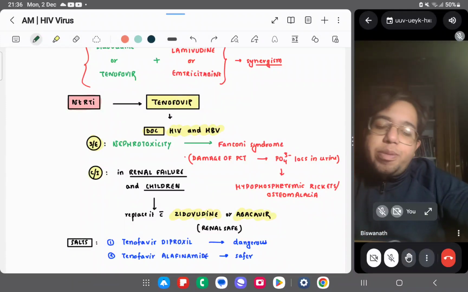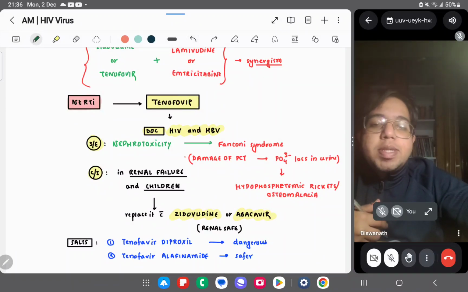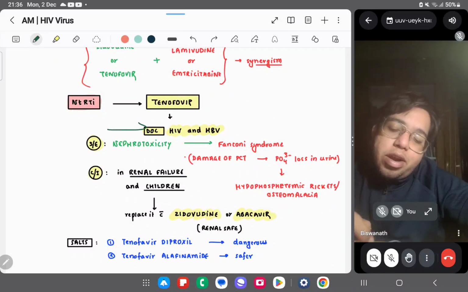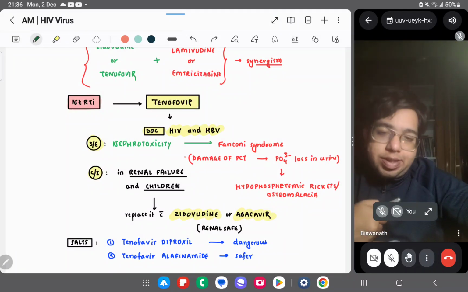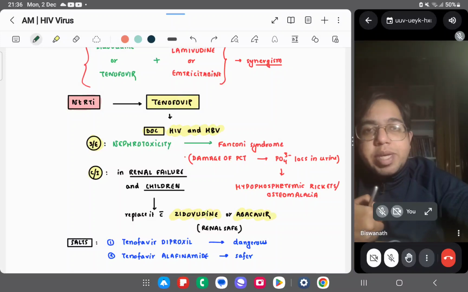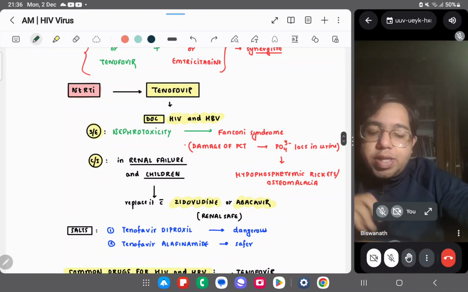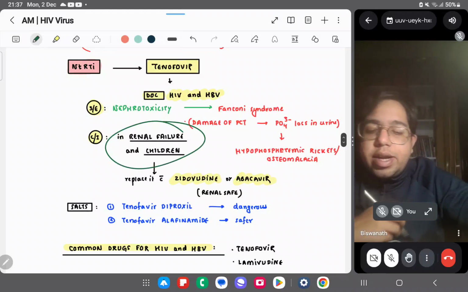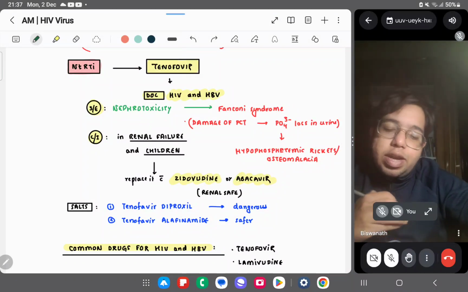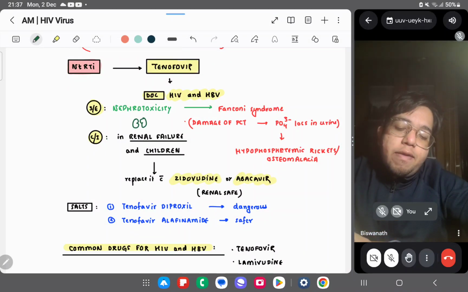NTRTI is tenofovir. Tenofovir is a special drug. We have to remember some points about this. It is a drug of choice for HIV as well as hepatitis B. Okay, it is a drug of choice in both of these conditions. Side effect is nephrotoxicity. It will cause Fanconi syndrome. It is contraindicated in children, renal failure in children. It is causing nephrotoxicity, Fanconi syndrome.